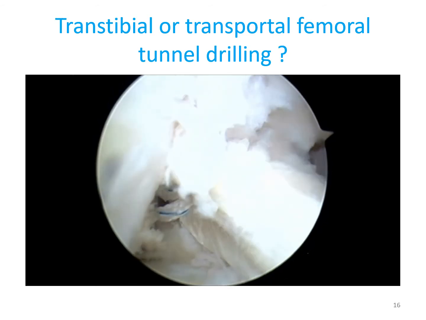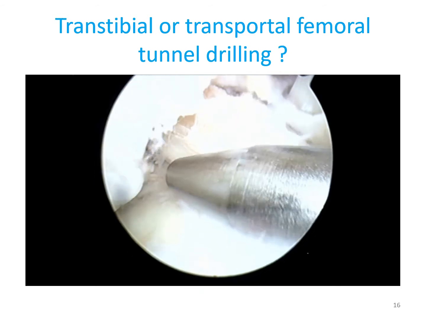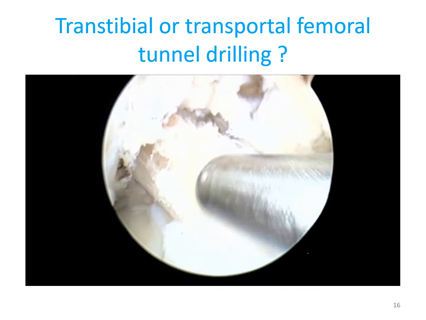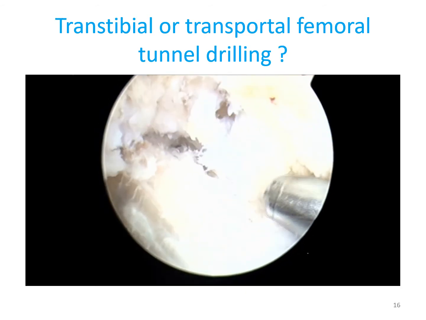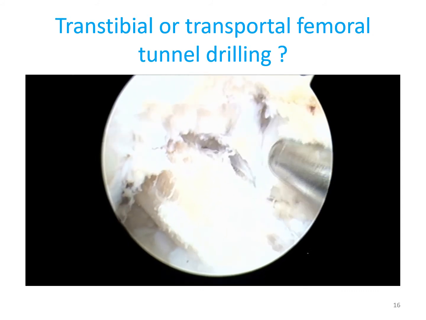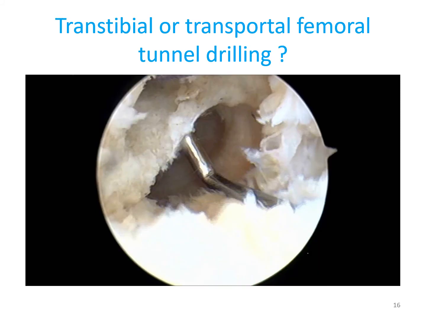Now we pull our graft that is horizontally oriented, done through a transportal drilling. This is the graft in good tension, and with the knee 90 degrees flexed, this is the PCL, and this is the graft. So we know this is the proper orientation. It's really 90 degrees between them.